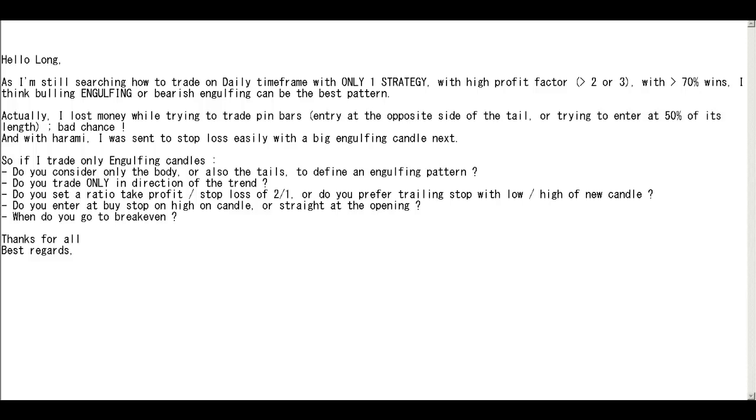Do you enter at a buy stop on the high of the candle, or straight at the opening? I trade both. When do you go to break even? Thanks for our best trade.